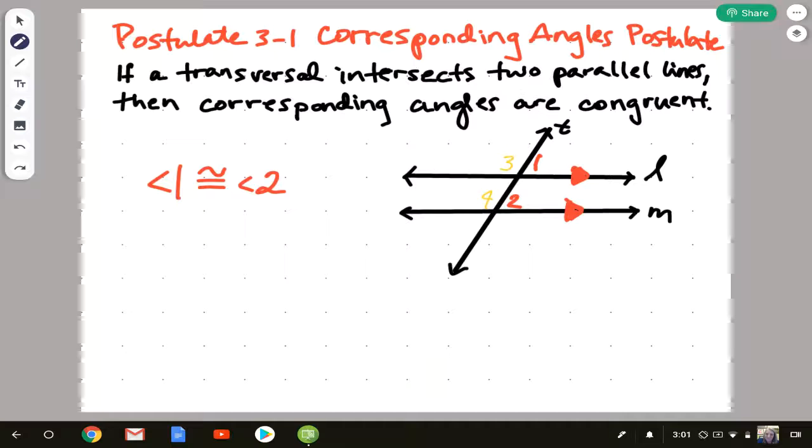Now, 3 and 4 are also corresponding angles because they're in the same position relative to the transversal and the line that's being intersected. So it's on the left side. 3 is on the left side of the transversal and above line L. 4 is on the left side of the transversal and above line M. So angle 3 would also be congruent to angle 4.